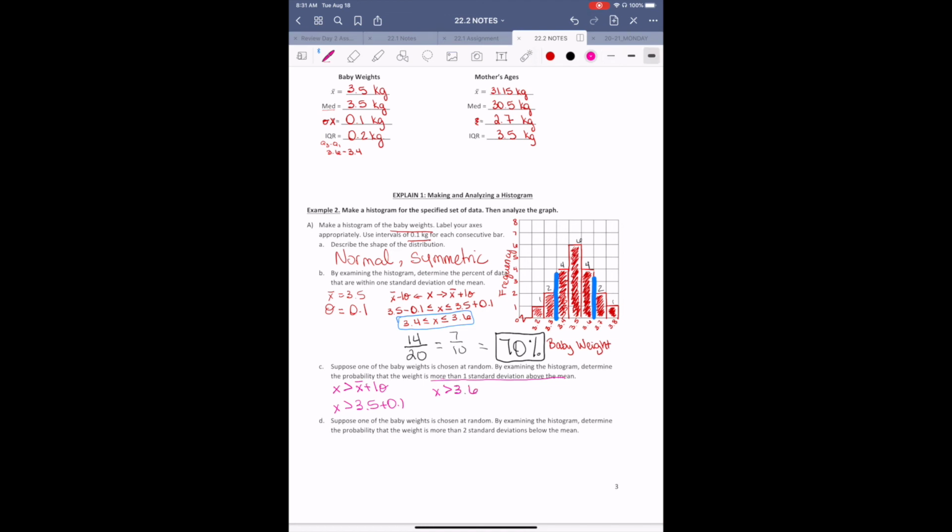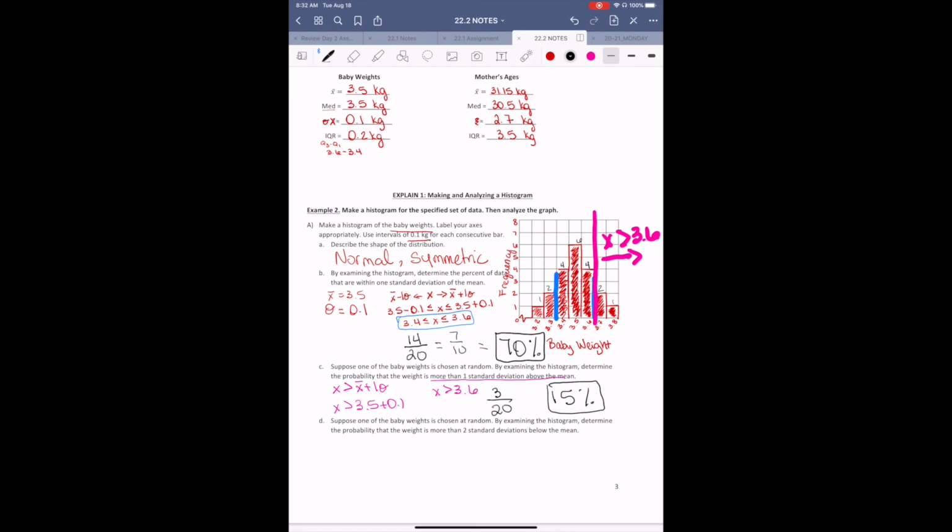Okay, so back to our graph. I'm going to split it up here. So if I look at all data that's greater than 3.6, that means I'm looking at these three little values, right? We have one that's 3.7, two that's 3.7, one that's 3.8. That means that three out of my 20 data items are greater than one standard deviation above the mean, which means that only 15% of the data falls within this category.